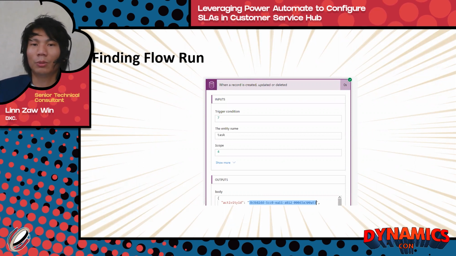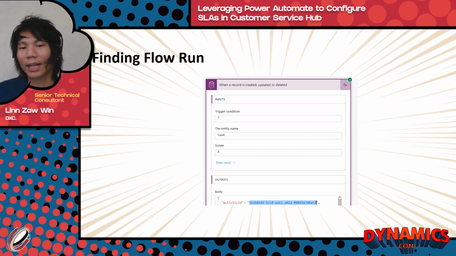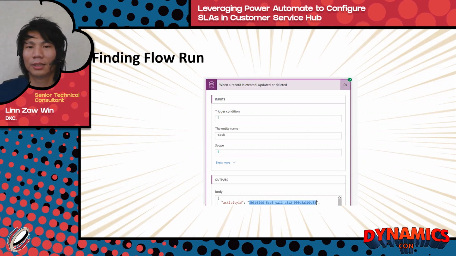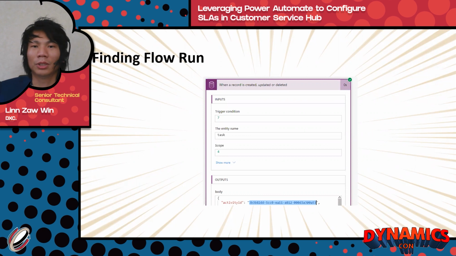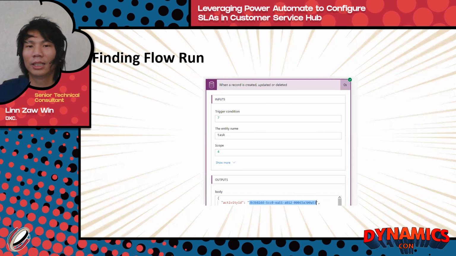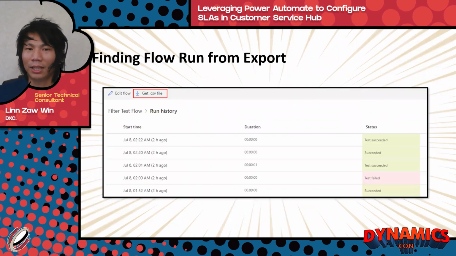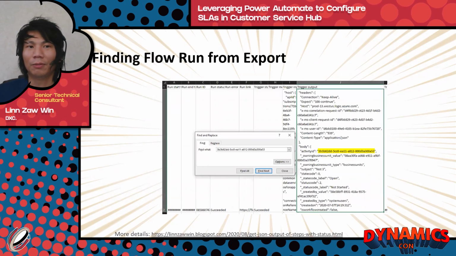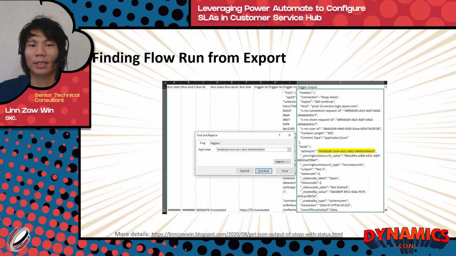But it is not always the case. If the record is modified again after the flow run, then the modified on of the record will not match the flow run history date and time. In that case, you have to download the flow run history into a CSV file. Once you have downloaded the CSV file, you search for the record GUID in the flow run in Excel, and then you can find the particular flow run URL on the same row.